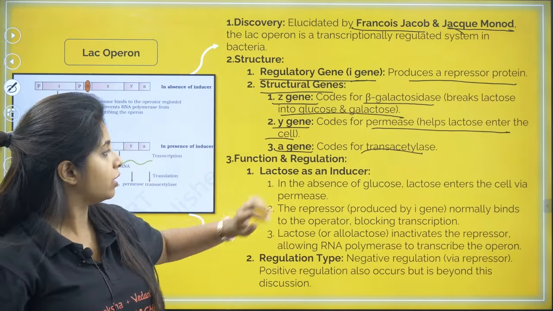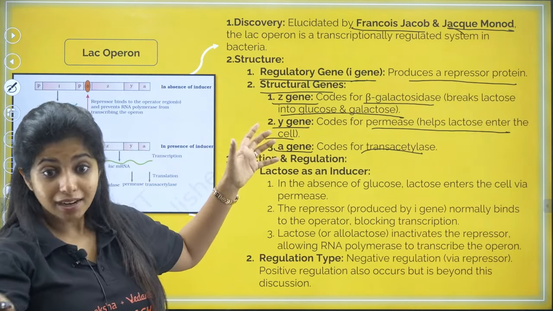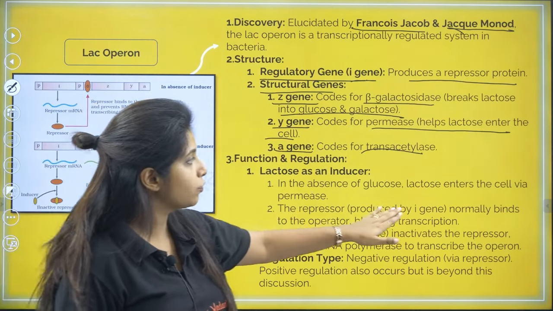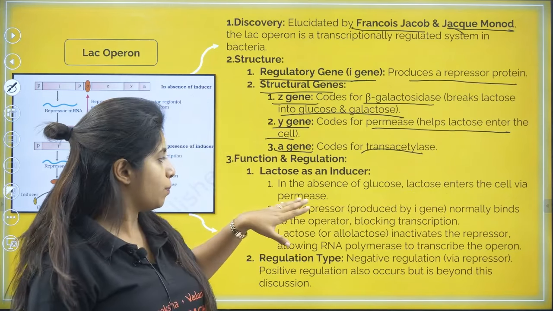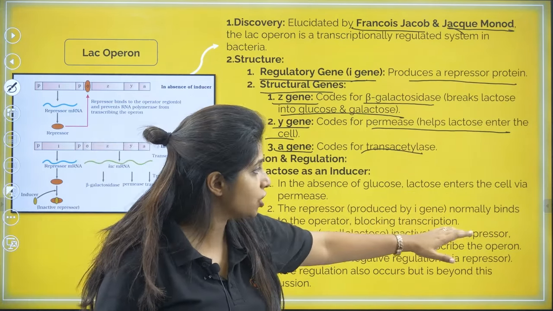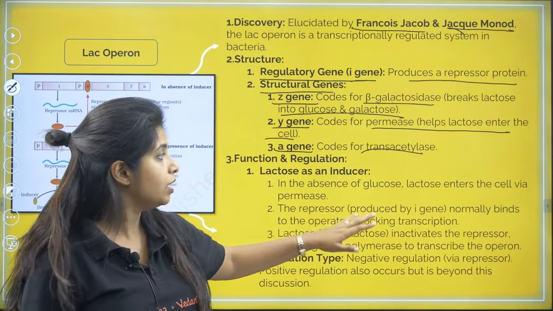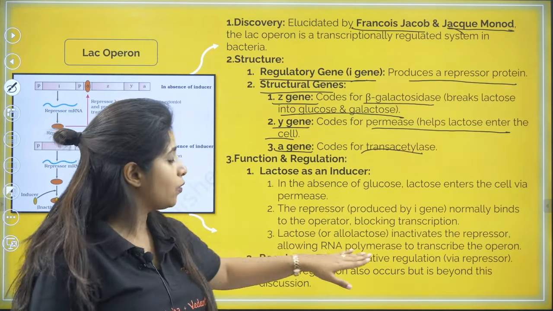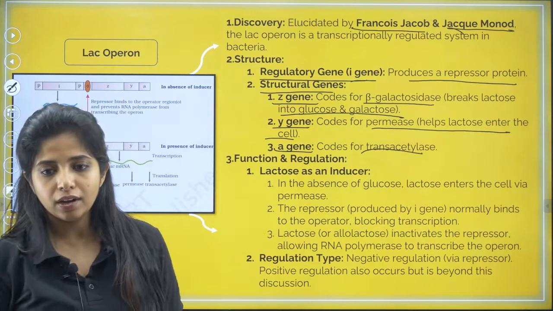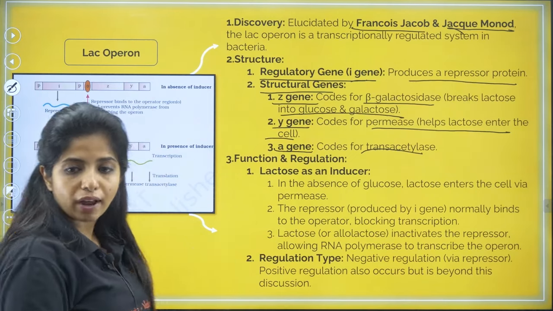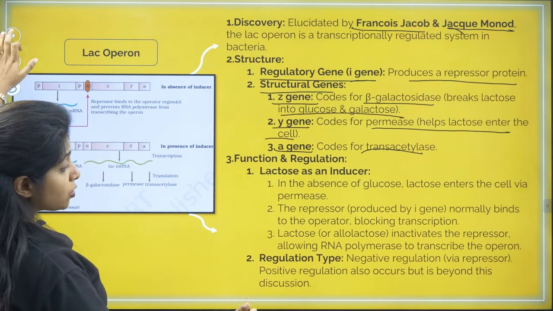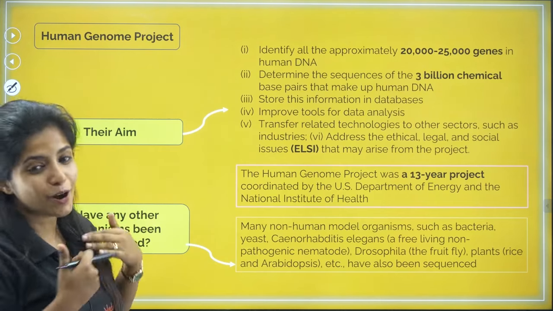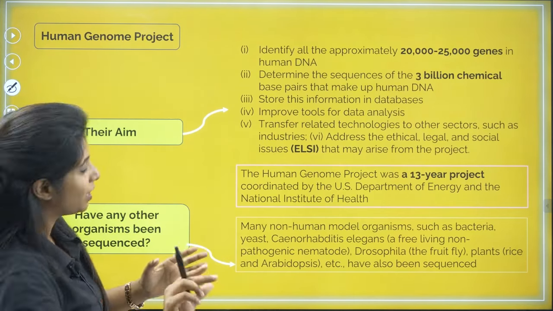Zia, you can remember it as Zia. Now, function and regulation. Lactose as an inducer. In the absence of glucose, lactose enters the cell via permease. The repressor produced by the I gene normally binds to the operator, blocking the transcription. Lactose or allolactose inactivates the repressor, allowing RNA polymerase to transcribe the operon. Regulation type, negative regulation via repressor. Positive is also there, but that is beyond discussion for your level. That is 12th grade level. It is not by me, it is by the NCERT written over there.